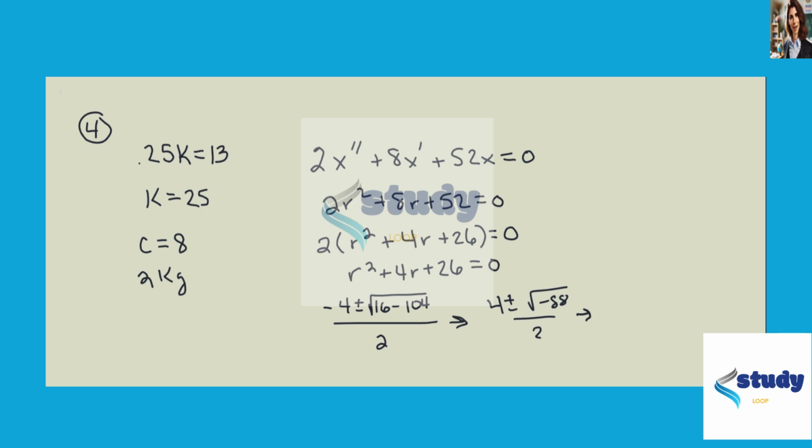-88 simplifies to 2i square root of 22, so we have -4 plus or minus 2i square root of 22 over 2, which simplifies to -2 plus or minus i square root of 22.